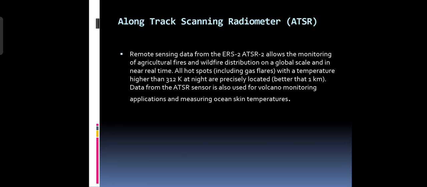Now, the Along Track Scanning Radiometers, or ATSR. The remote sensing data from ERS to ATSR2 allows the monitoring of agriculture fires and wildfire distributions on a global scale and in near real time. All hotspots with a temperature higher than 312 Kelvin at night are precisely located, and data from ATSR sensors are also used for volcano monitoring applications and measuring ocean skin temperatures.